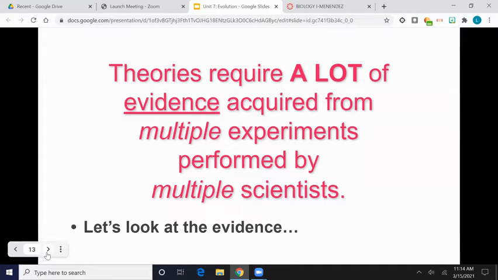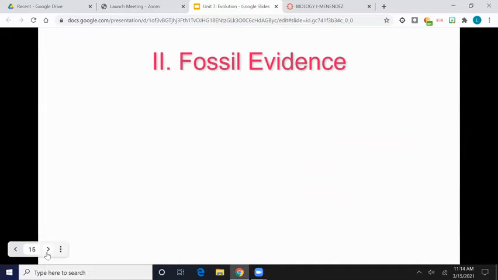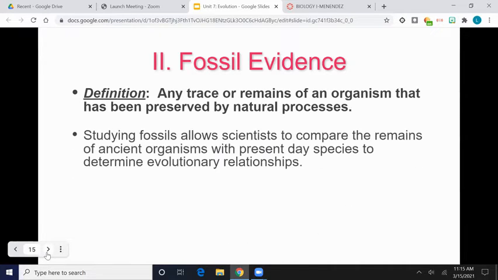So we're going to start looking at evidence. And today we're going to start on fossil evidence. So you may know already, but fossils are just any trace or remains of an organism that have been preserved by natural processes. Okay, so these are actual parts of organisms that we've been able to see because they've been preserved in a variety of different things. Studying these fossils has allowed scientists to compare the remains of ancient organisms to ones that we see in present day to see how they're related, what they most look like.